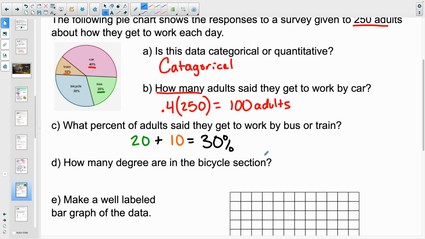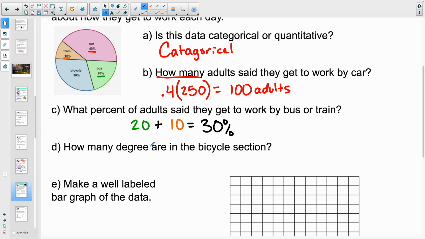Now question D says how many degrees, that should be an S on the end of that, are in the bicycle section. So if we look at the bicycle, it's 30%. But they're asking how many degrees. So remember, we take the percentage and multiply it by the total number of degrees in a circle, which is 360. So 30% written as a decimal is 0.3, and we multiply that by 360. When you do that, you end up with 108 degrees.